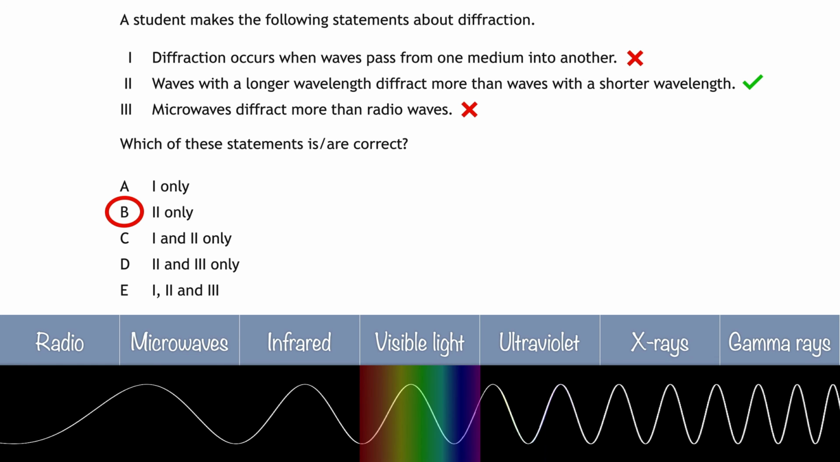In case you still wanted to know the correct definition for diffraction to correct statement 1, it is the bending of waves at a gap or obstacle.